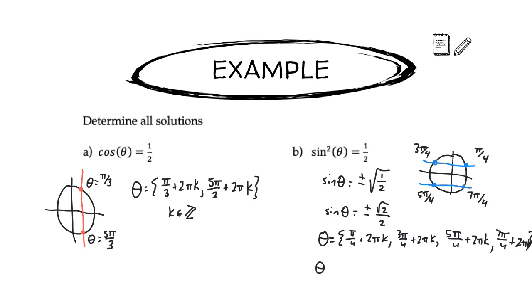Or I could notice the geometry of my solutions. Pi over 4 is perpendicular to 3 pi over 4, which is perpendicular to 5 pi over 4 and perpendicular to 7 pi over 4. That is to say that all of these angles that solve the equation are exactly pi over 2 apart. And thus, I can list my solutions this way.